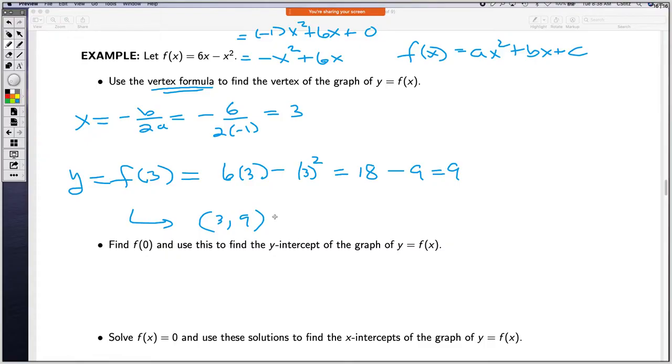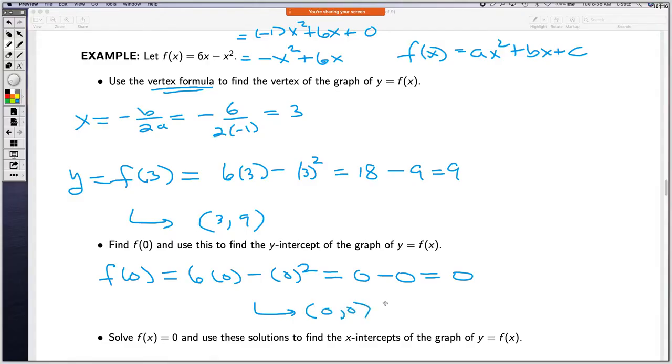Find f at 0 and use this to find the y-intercept. So where is x equal to 0? Let's plug that in. You get a whole bunch of zeros there. And so our y-intercept is (0, 0). And guess what? Not only is that a y-intercept, that's also an x-intercept. So speaking of x-intercepts, let's find all the x-intercepts. But before we move on, are there any questions over the vertex or the y-intercept?